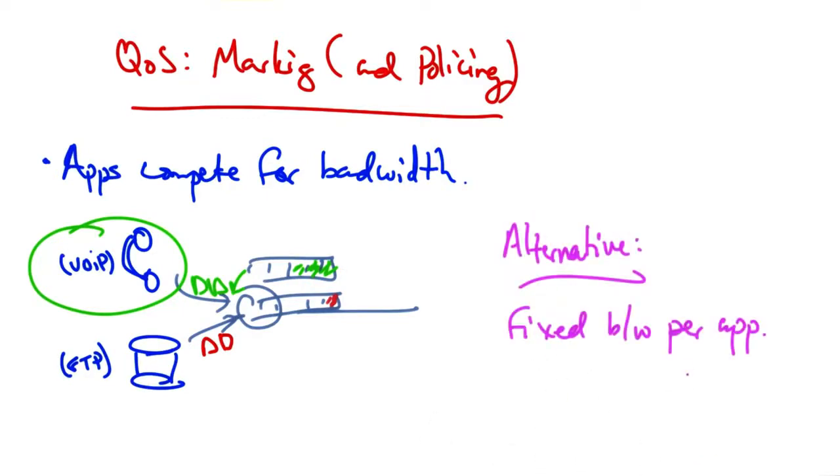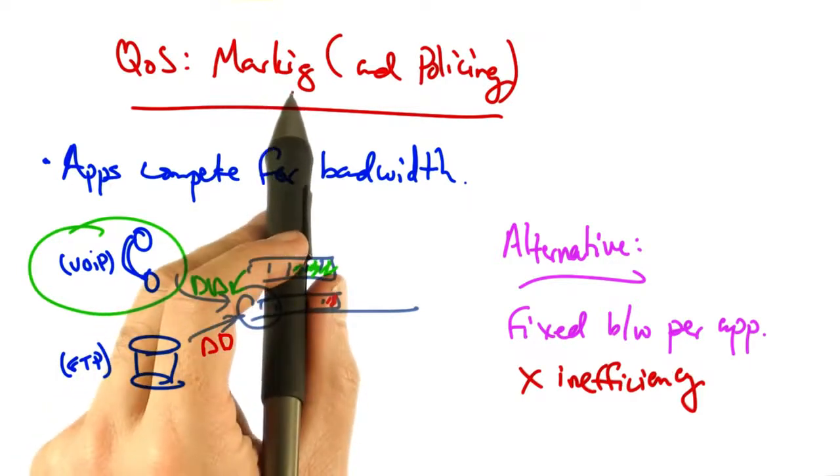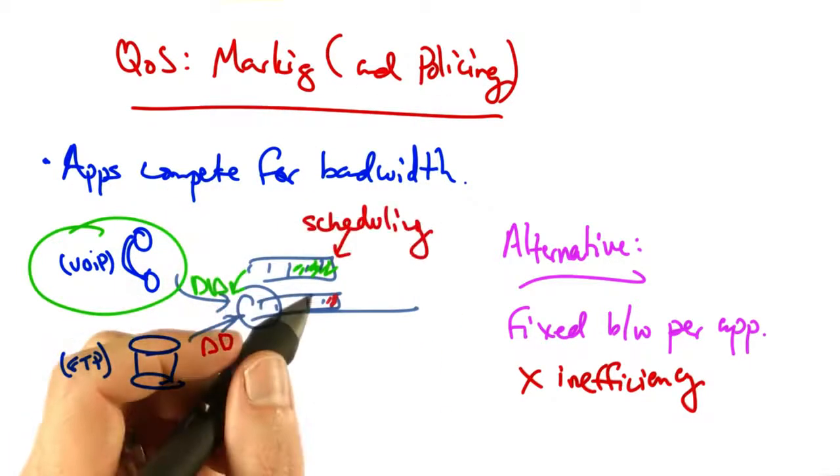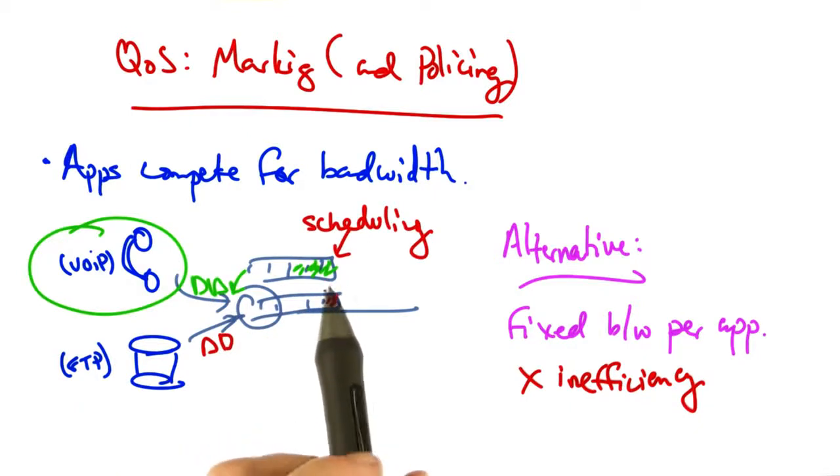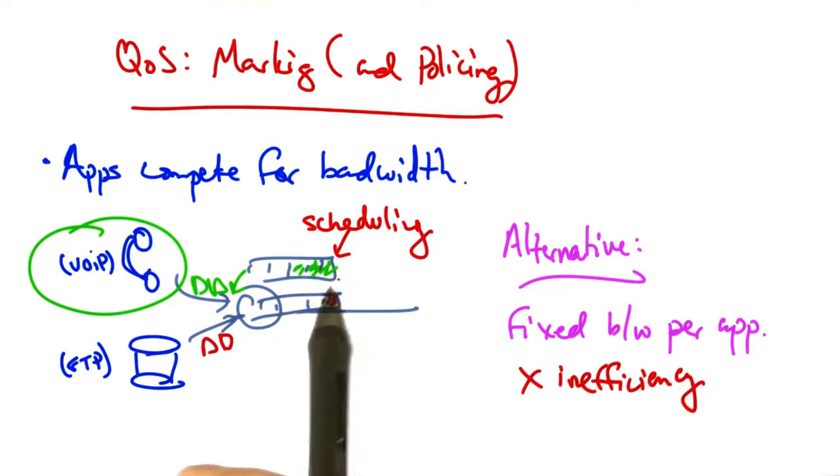An alternative is to allocate fixed bandwidth per application, but the problem with this alternative is that it can result in inefficiency if one of the flows doesn't fully utilize its fixed allocation. So the idea, in addition to marking and policing, is to apply scheduling. One way of applying scheduling is to use what's called weighted fair queuing, whereby the queue with the green packets is served more often than the queue with the red packets.